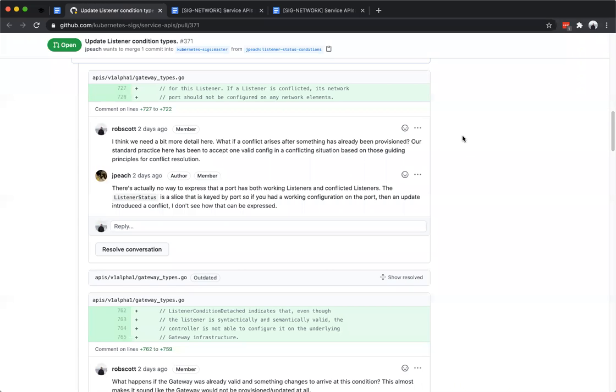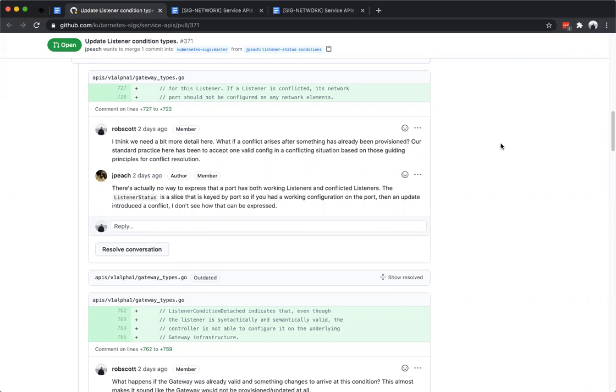So basically, as a general easy to describe, easy to implement, easy to understand policy, the language I added here is that when you can't resolve stuff in a route, the controller should flag that in a resolved refs condition, and it should say I dropped the routes as the reason, and then the route should be dropped.